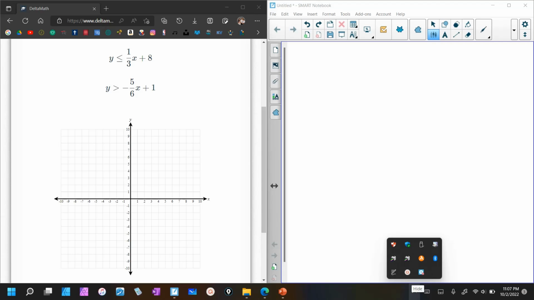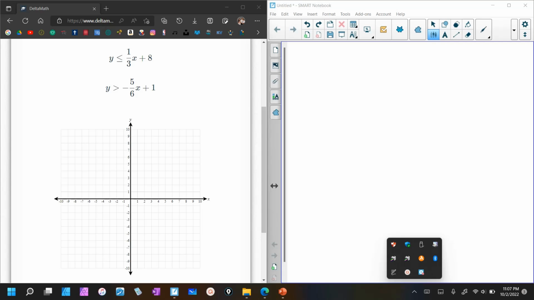Hello everyone. Today I'm going to teach you how to graph systems of linear inequalities. An example of that is the one that you see on the left side of your screen. We have y is less than 1/3 x plus 8, and the other one is y is greater than negative 5 over 6x plus 1.